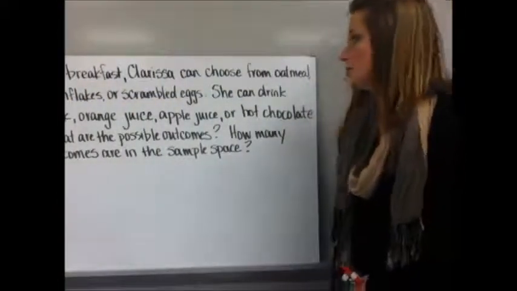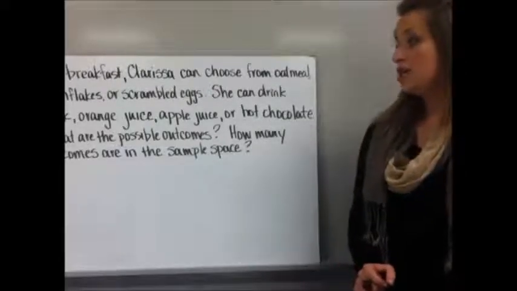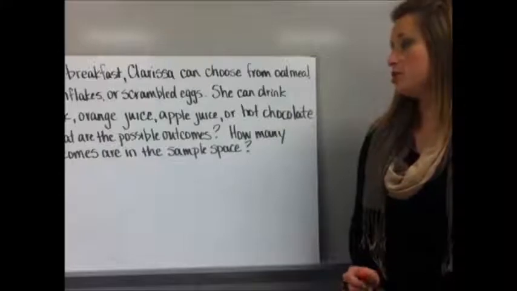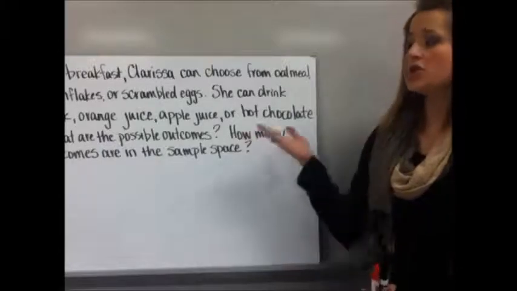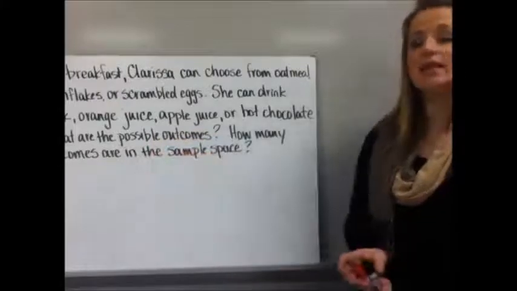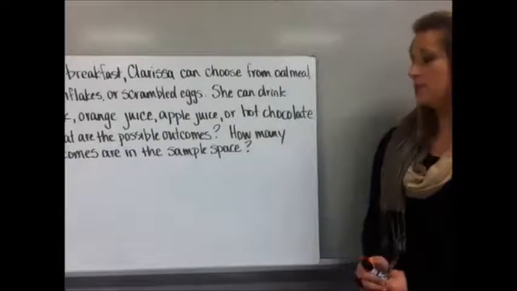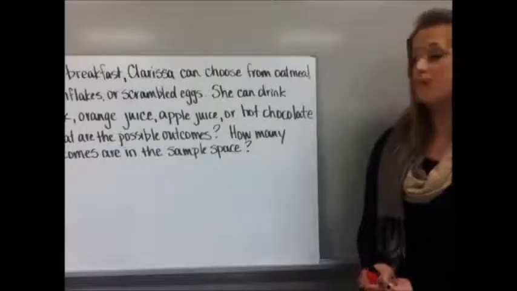For breakfast, Clarissa can choose from oatmeal, cornflakes, or scrambled eggs. She can drink milk, orange juice, apple juice, or hot chocolate. And so the question is, what are the possible outcomes? We will use a tree diagram to get the list of the possible outcomes. And then how many outcomes are in the sample space? We can use the fundamental counting principle to find that part.